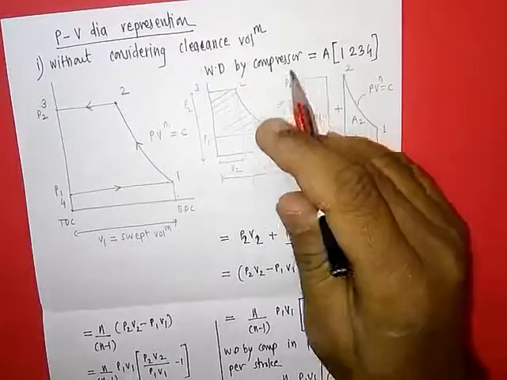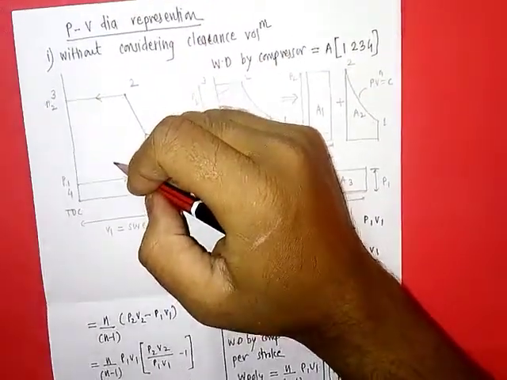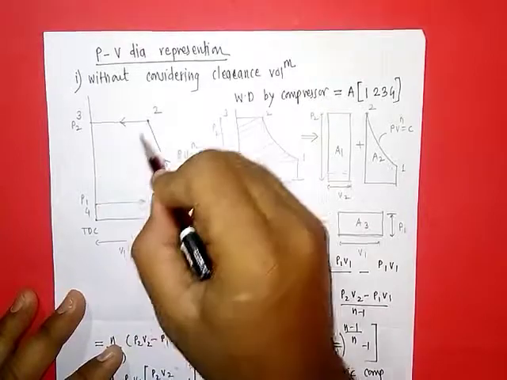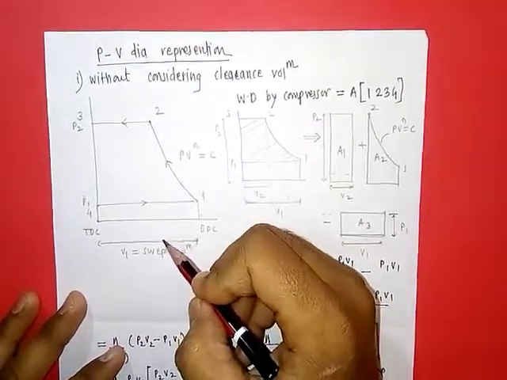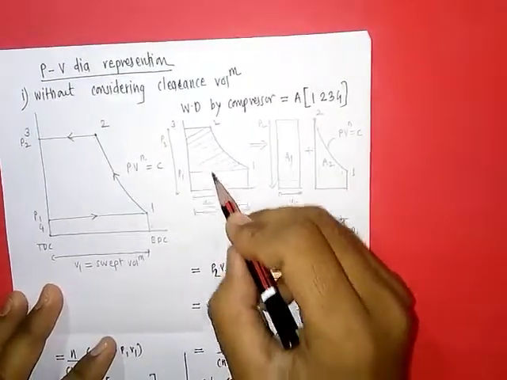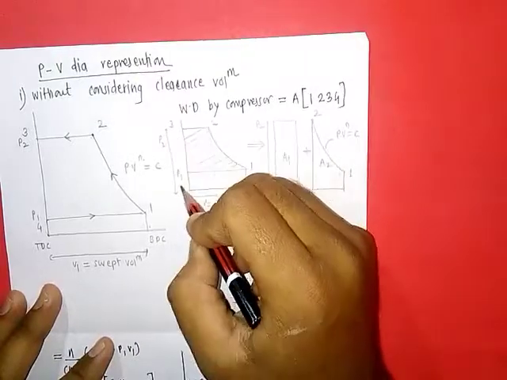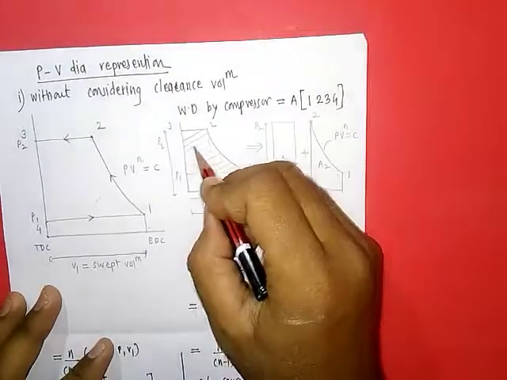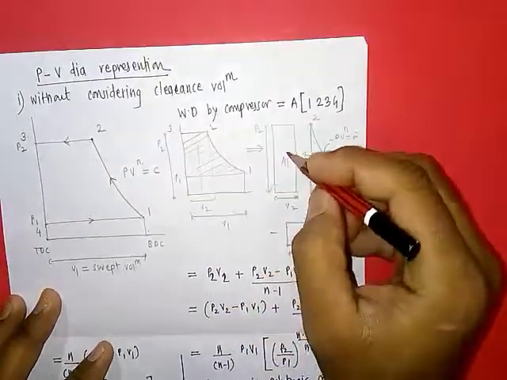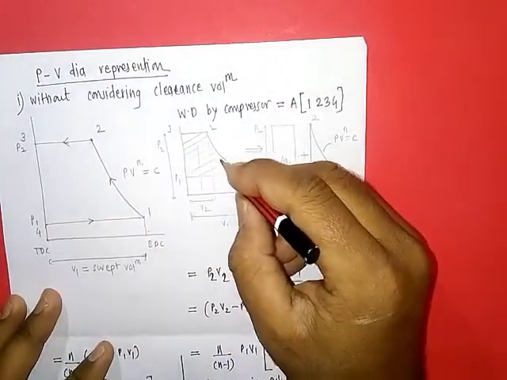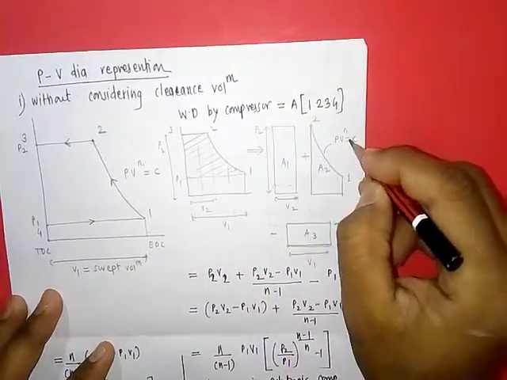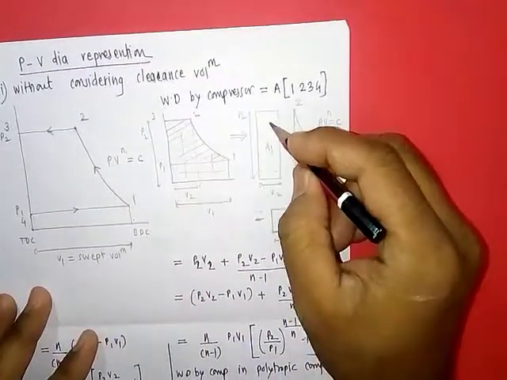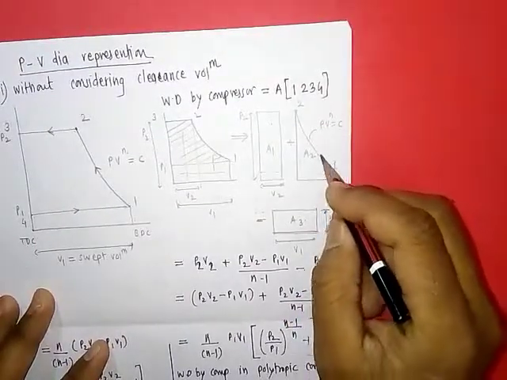Now we want to calculate the work done. We know that in a PV diagram, the area under the curve represents work done. That means we have to find out this total area. This area can be viewed as follows: this total pressure is P2, this is P1, this total length is V1, this total length is V2. So the required area can be viewed as this area A1, plus this area under curve 2 which is the polytropic process, minus this area A3. Here this is a rectangle, this is a rectangle, and this is some curve.